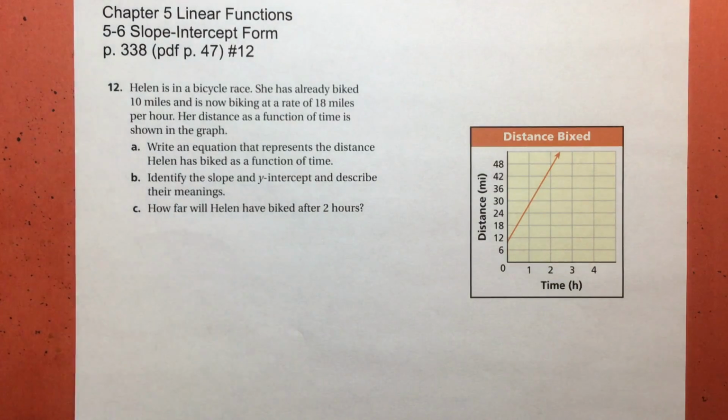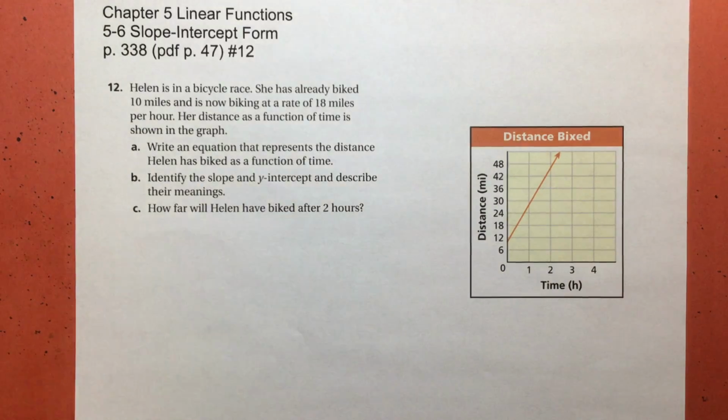Hello, welcome back to Chapter 5, Section 6, Slope-Intercept Form. This is the final problem in the guided practice set of problems. It's on page 338. The PDF is page 47, and it's problem number 12. Very similar to the problems you're going to be doing for the homework. So I'm going to read the problem.